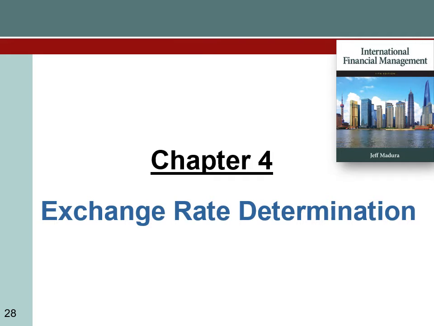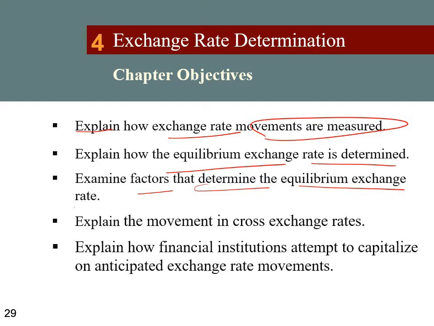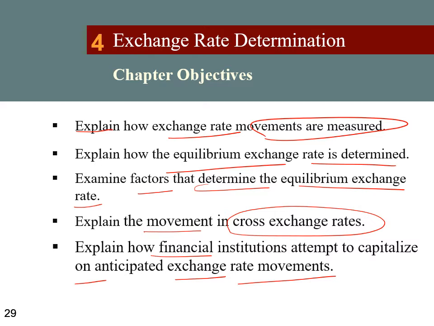Okay, now we will start a new chapter 4, which is exchange rate determination. So we will be covering the learning objectives, like how exchange rate movements are measured, how equilibrium exchange rate is determined, examining the factors that determine the equilibrium exchange rate, and explain the movement in cross rates, that is very important, and explain how financial institutions attempt to capitalize on anticipated exchange rate movements. Means what are the managerial decision makings in anticipation of exchange rate movements.